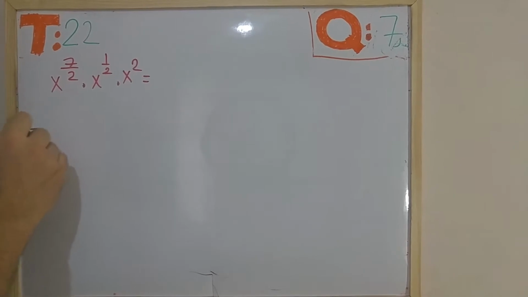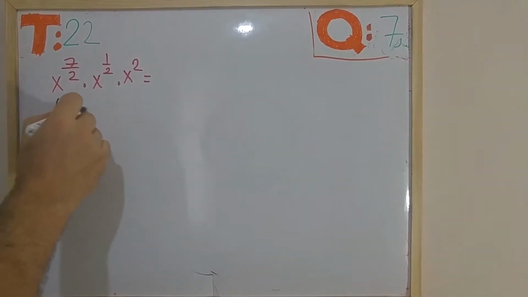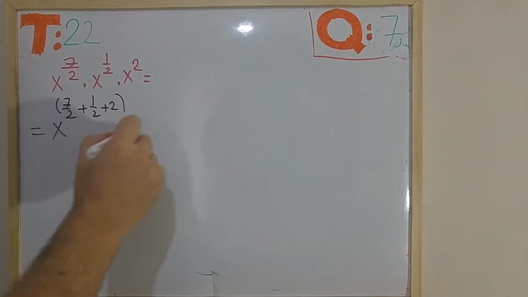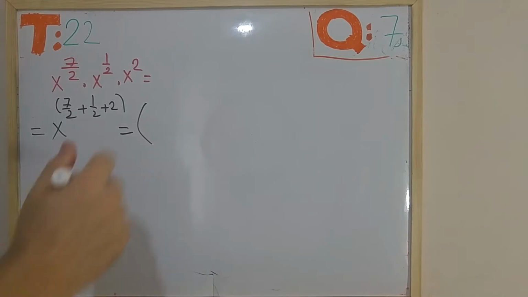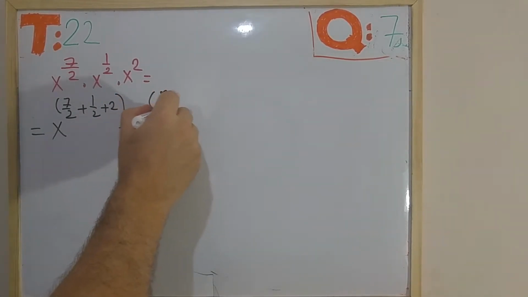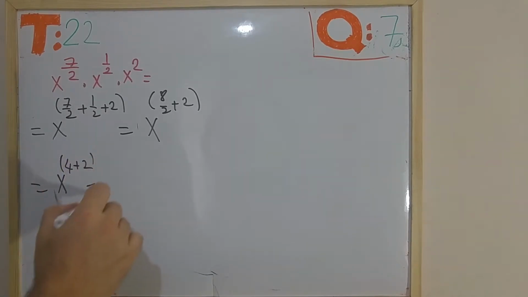The powers up, this is going to be x to the 7 over 2 plus 1 over 2 plus 2, which is going to be equal to 7 plus 1 is equal to x to the 8 over 2 plus 2, which is going to be equal to 8 over 2 is equal to 4, so it's going to be x to the 4 plus 2, which is equal to x to the 6.